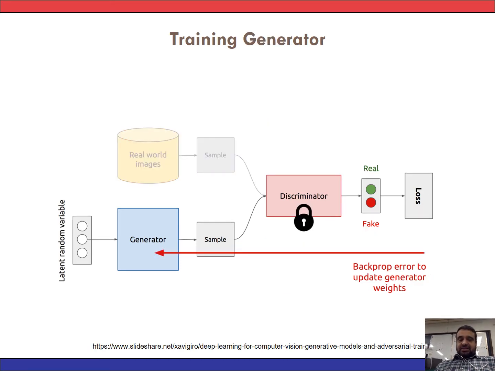In the next step, we keep the parameters of this discriminator fixed, and we use the same objective here and minimize this objective while updating the parameters of this generator. So in this step, the generator will try to generate realistic samples.